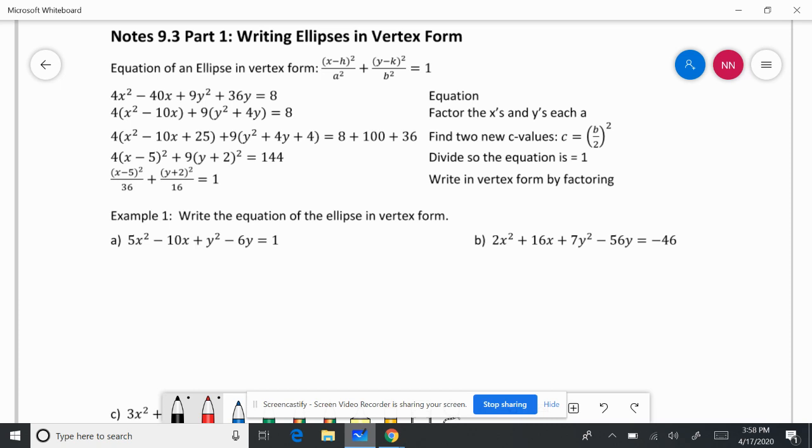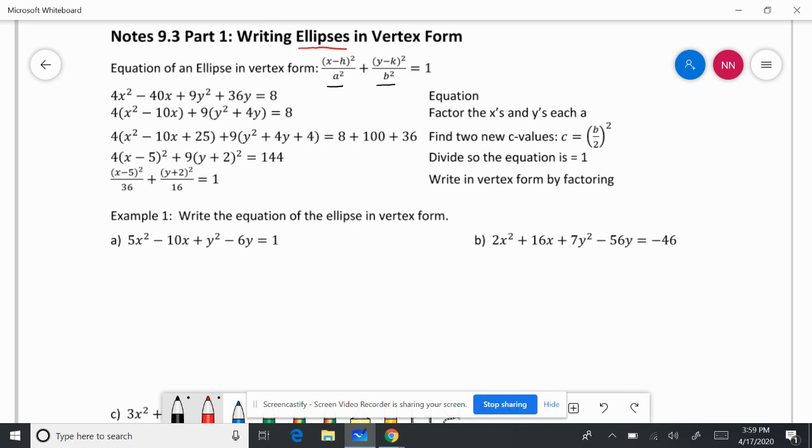What we're going to do now is look at our third conic section. We've looked at a parabola, we've looked at a circle. Now we're going to look at an ellipse. An ellipse is similar to a circle. The difference is that we don't have a common radius. What we have is a major axis and a minor axis.